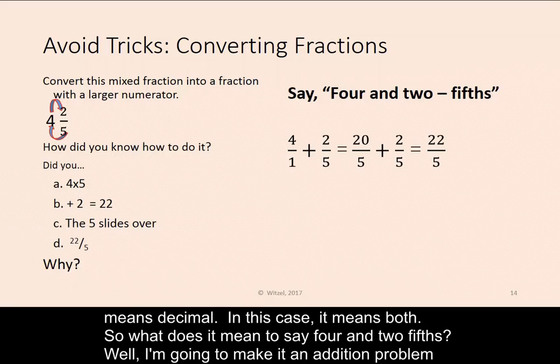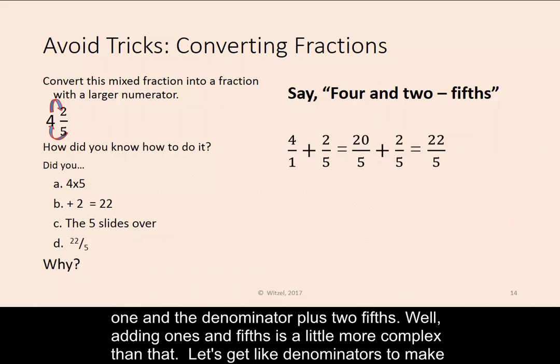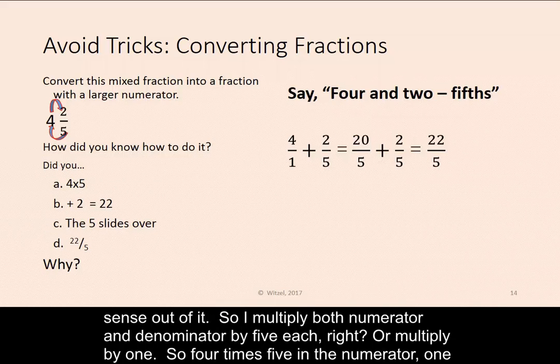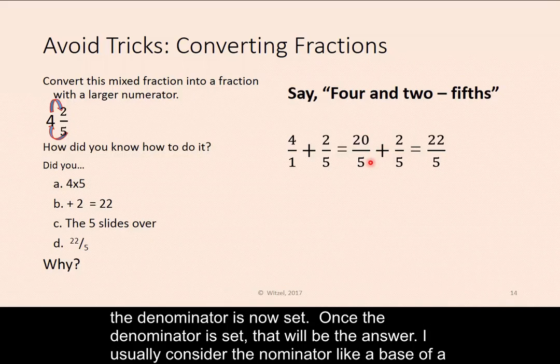Well, I'm going to make an addition problem right now. I want to make it 4 2/5. So I set it up as a fraction: rather than just 4, I put 4 in the numerator, 1 in the denominator, plus 2/5. Well, adding ones and fifths is a little more complex than that. Let's get like denominators to make sense out of it. So I multiply both numerator and denominator by 5 each, right? Or multiplying by 1. So 4 times 5 in the numerator, 1 times 5 in the denominator. What do I have? You got it. That's where over here you have 20/5. That's the multiply 4 times 5. Then the denominator is now set.